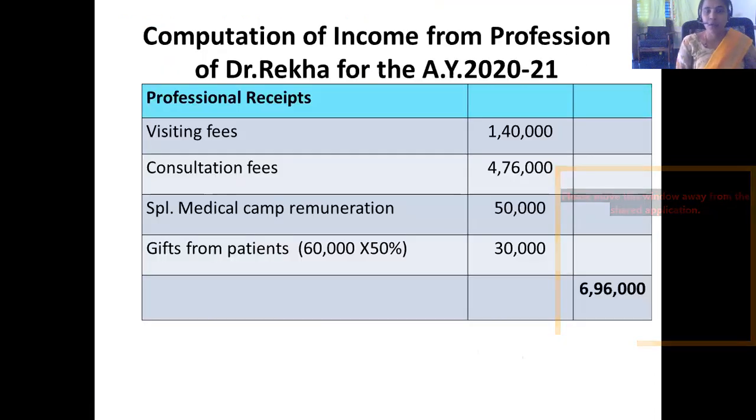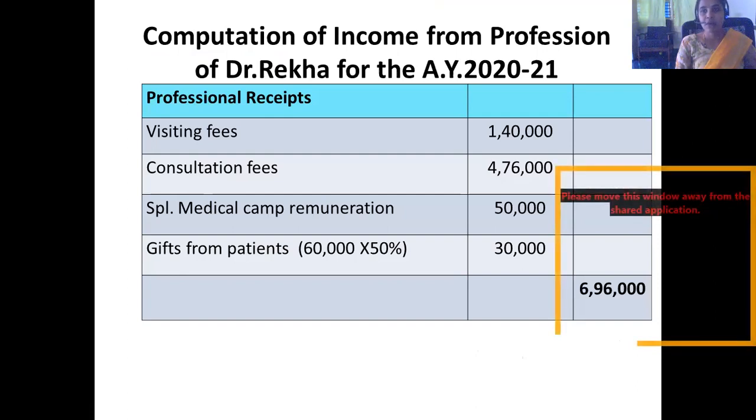So I think we can go with the solution here. Visiting fees is 1,40,000, consultation fees 4,76,000, special medical remuneration 50,000. Gift from patients is 50%, because 50% is what is received from the patients, out of the total gifts. So if you add up, it works out to 6,96,000.